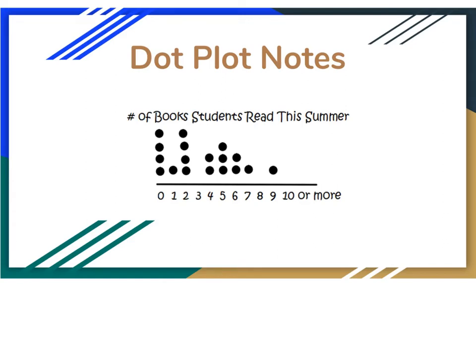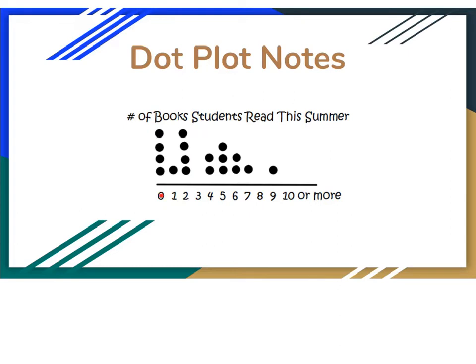Hey guys, we are learning about dot plots. So first, this is a picture of a dot plot. I just want to make sure we remember the different parts. So they will generally give you a title. So this dot plot is about the number of books students read this summer.